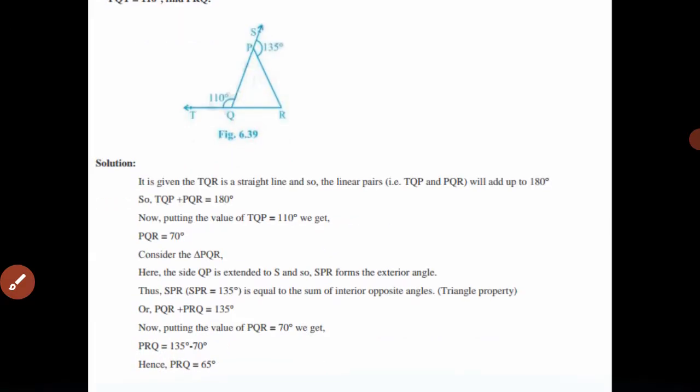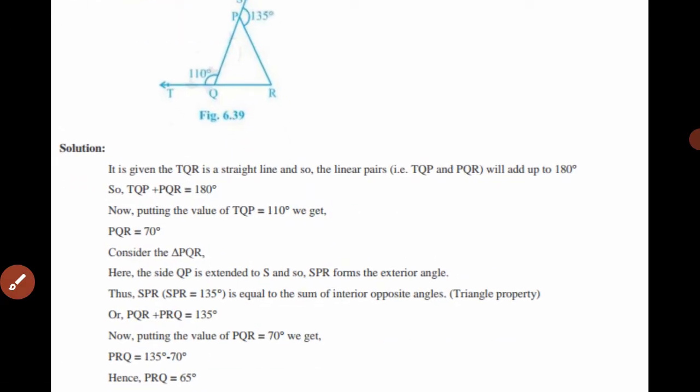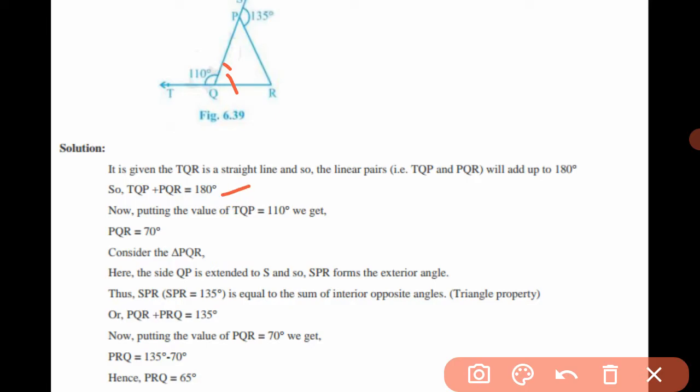Now, in the solution we can see that it is given that TQR is a straight line. So TQR is a straight line, so according to the linear pair angle, we can say that the addition of these two angles will be equal to 180. So TQP plus PQR equals 180 degrees. Now we can put the value of TQP, that is 110. So we can find the value of PQR, that will be 180 minus 110. So 180 minus 110 will be 70. So PQR will be equal to 70 degrees.